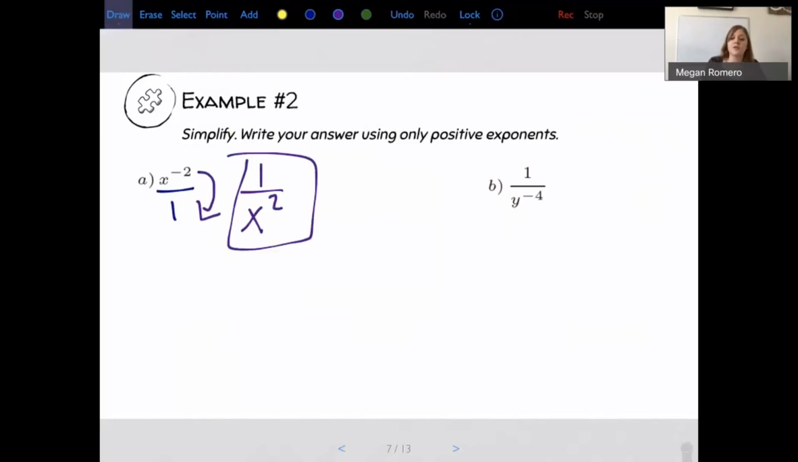For part B, 1 over y to the negative fourth. The y to the negative fourth is going to move to the numerator, and the exponent becomes positive. So this is 1 times y to the fourth, or just y to the fourth.